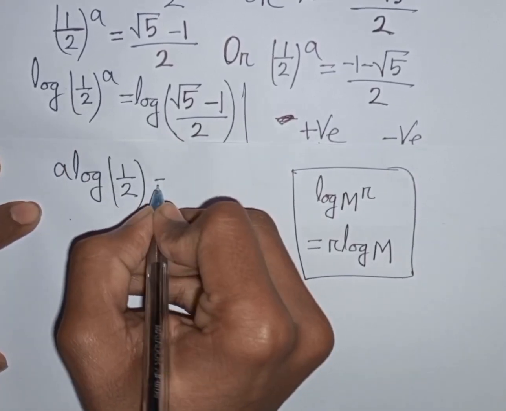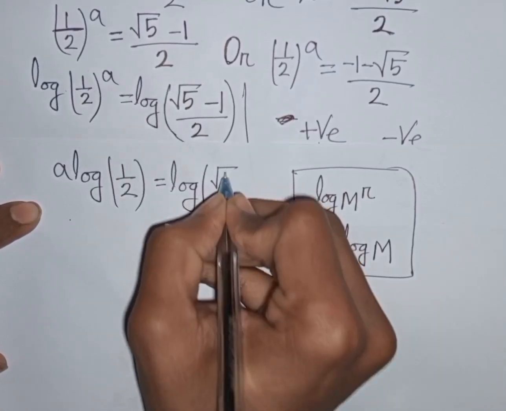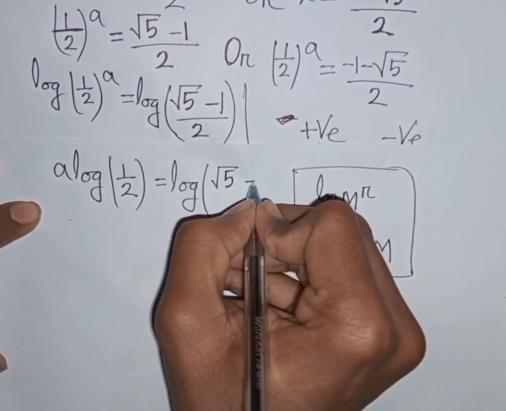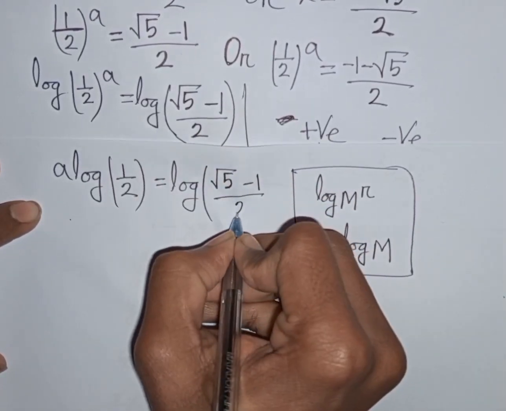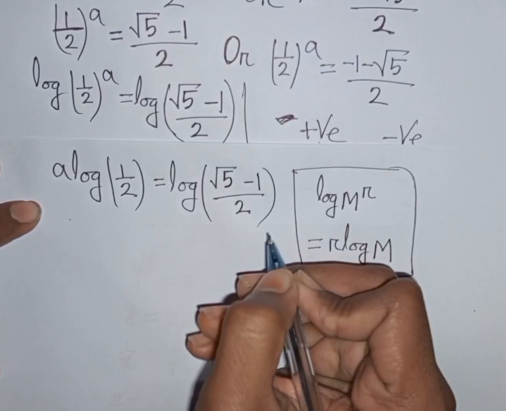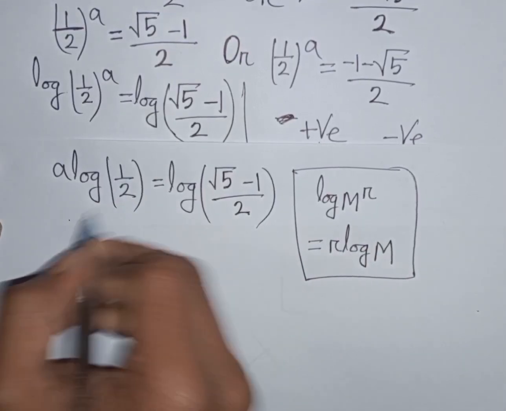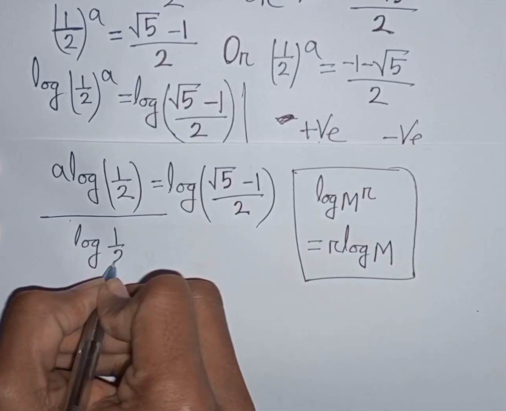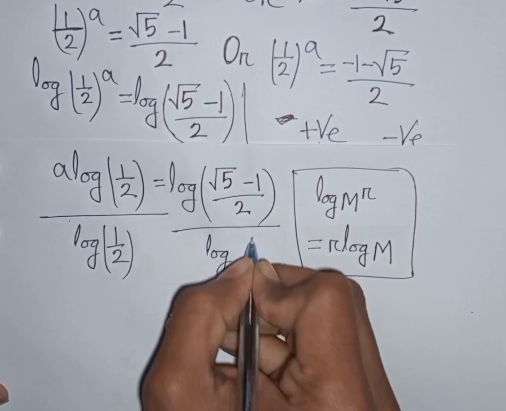is equal to log of (square root of 5 minus 1) divided by 2. Now we need the value of a, so we divide by log of 1/2 on both sides.